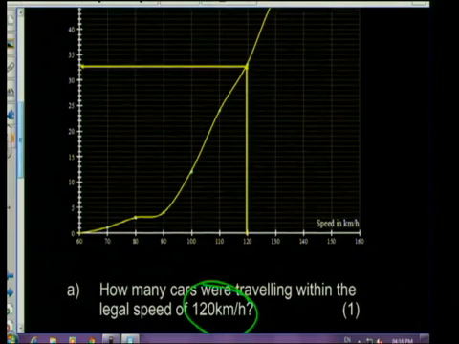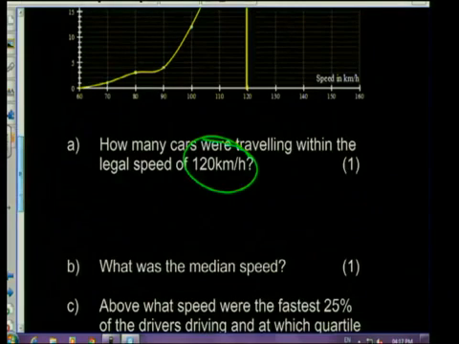So how many cars are traveling? Well, I know that up to that point, lower than the graph, is 33 cars. So any cars traveling more than 120 are above the 33. 33 down is traveling below 120. So if they say how many cars within the legal speed limit, I would then say 33 cars.